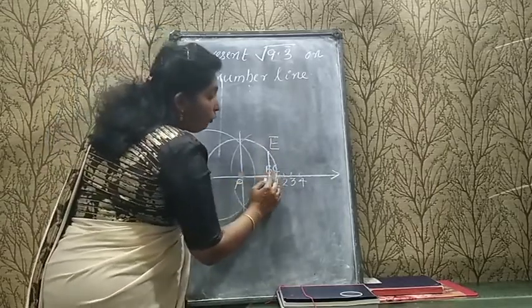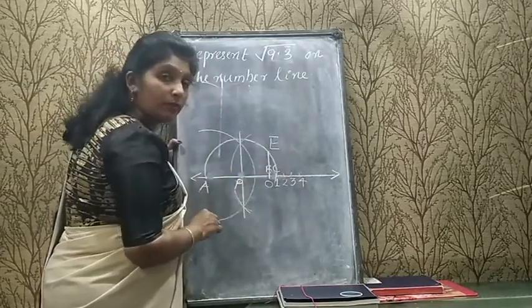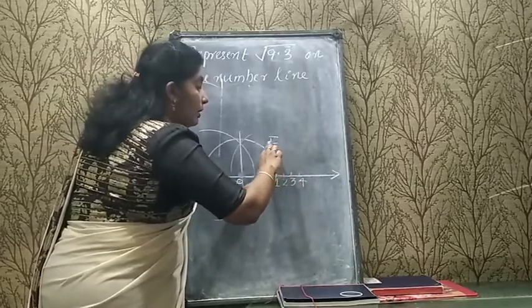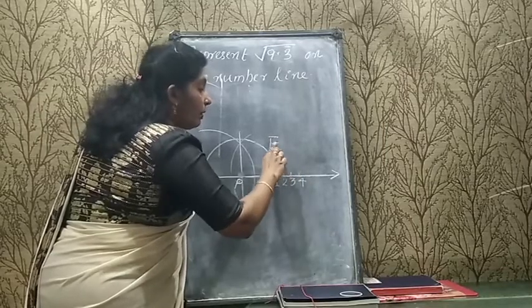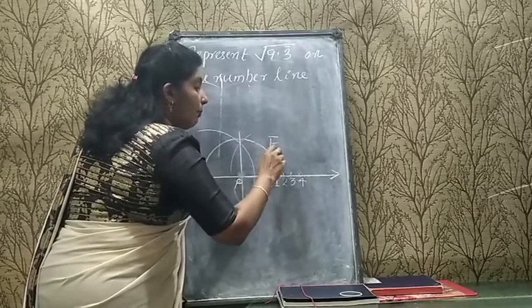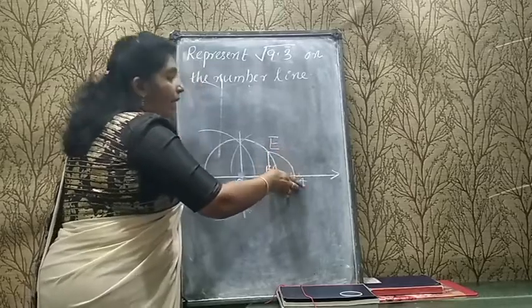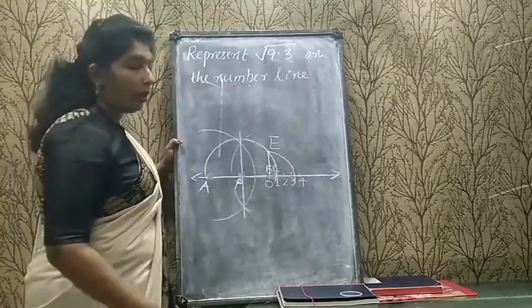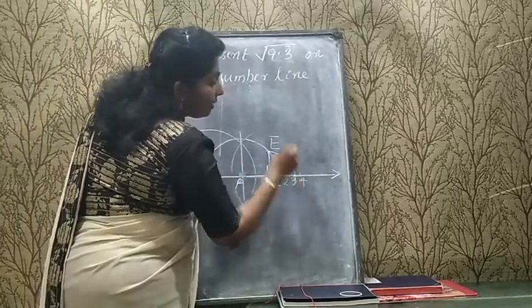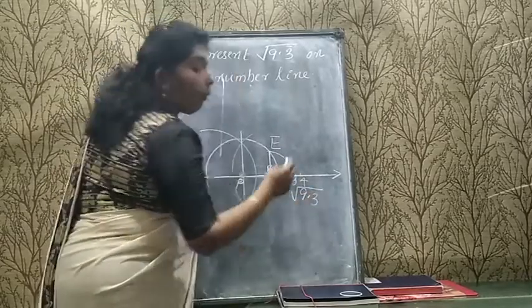Now from B to E, this distance you have to take in your compass. Keep at the point B, otherwise at 0. The compass needle you have to keep here, and the pencil you have to keep here. This distance you have to take in your compass. Keep at the point 0 and mark an arc. Now you can see that the arc is intersecting the number line at this point. So this point is root 9.3.